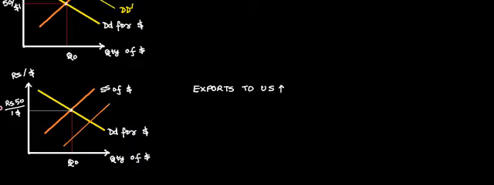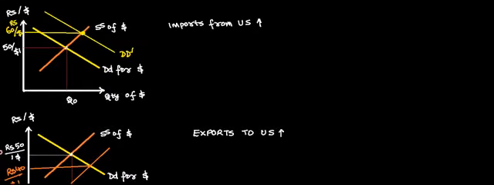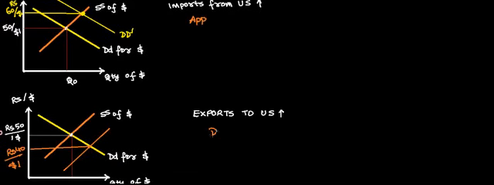Supplying of dollars in the market would mean that there is a fall in the exchange rate, say for example, to 40 rupees per dollar. So when imports from US were increasing, there was appreciation. When exports to US were increasing, there is depreciation.